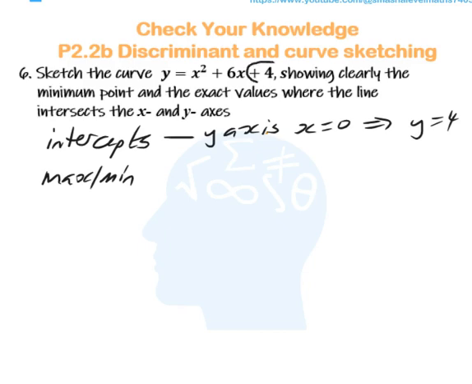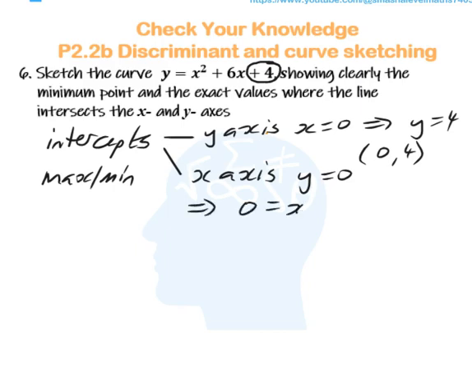Alternatively, just look at the number on the end there, the same as y equals mx plus c, the number on the end is the intercept, so that gives us that coordinate there. Let's have a look where it goes to the x-axis. So that's when y equals 0, so that gives us 0 equals x squared plus 6x plus 4. Now we've got to go about solving that.